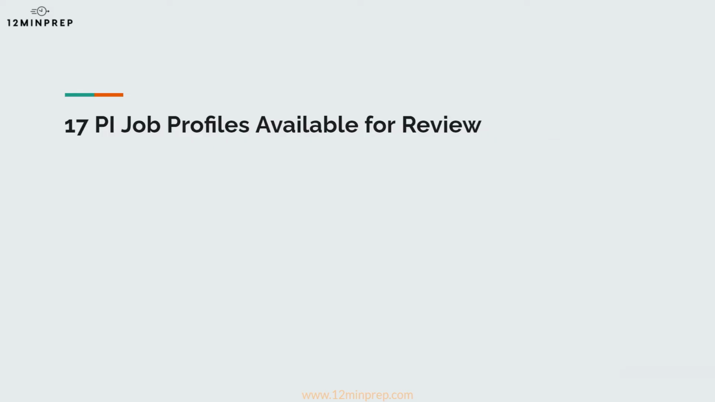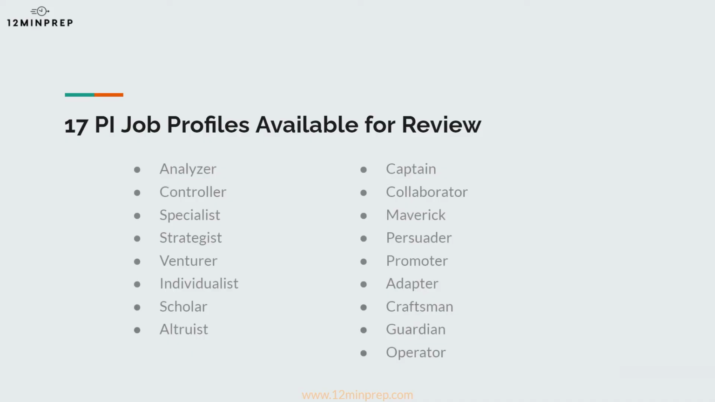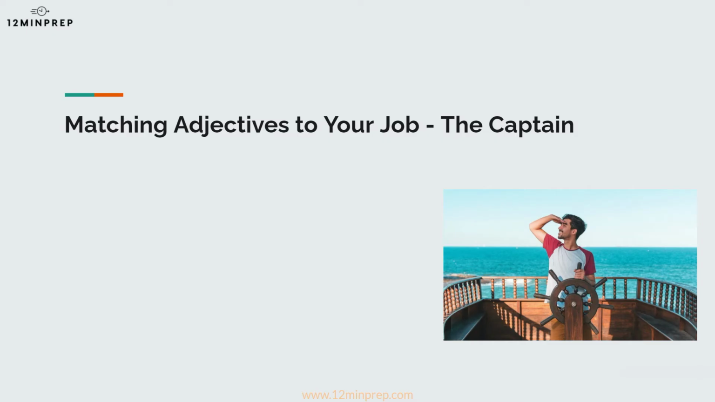On their website, PI has a list of 17 reference profiles that map out different types of people. You can find a link with more details about each of those 17 profiles in the description below. Look over them to see if you can figure out which one is most in line with the job you're applying for. You can then see which adjectives make up this profile and ask yourself if they line up with your own natural drives. Let's take a look at one of the profiles as an example.